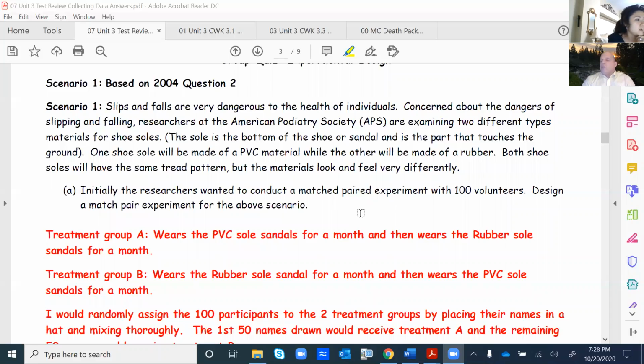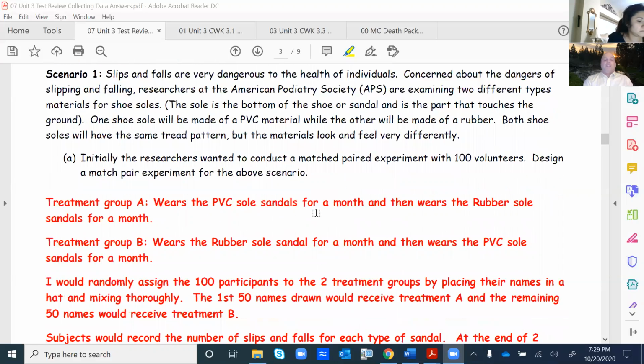So for match paired, generally speaking, this is the way you need to think of it: an individual receives both treatments. So in this case, what are my treatments? Well, one is the PVC sole and the other is the rubber sole. So I went ahead and defined my treatment groups to make it easy. So group A wears the PVC sole for a month and then wears the rubber sole sandals for another month. Group B wears the rubber sole for a month and then wears the PVC. So we just swapped the order, all right?